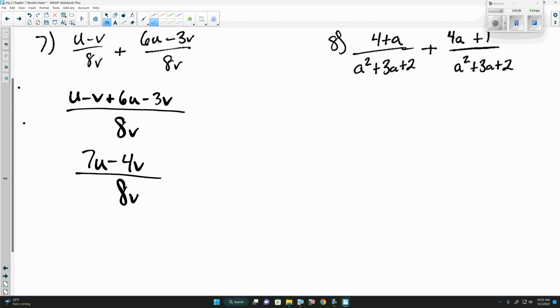After we finish simplifying the numerator, is there a greatest common factor between 7u and 4v? No. Is there any way we can simplify the top and bottom? No. So that's it. Because we want to do all the steps for adding and subtracting: simplify the numerator, factor, and if there is something in common on top and bottom, we'll simplify it out.